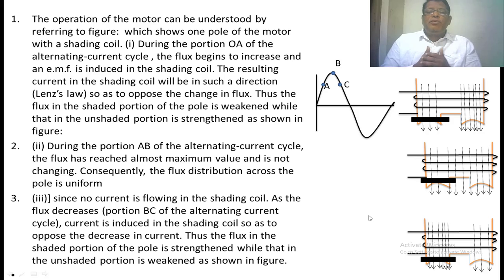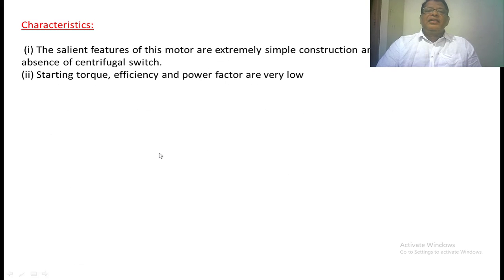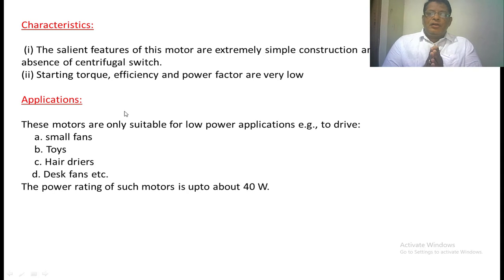This is the basic principle of operation of a shaded pole single phase induction motor, so that the rotor will be rotating. These are some of the characteristics of a shaded pole single phase induction motor. The salient features of this motor are extremely simple construction and absence of centrifugal switch. The starting torque, efficiency and power factor are very low when compared to the remaining split phase induction motors. It is used for very low power ratings where the load requires only 40 watts. Some of the applications where we can see this type of motor are small fans, coolers, hair dryers, desk fans.